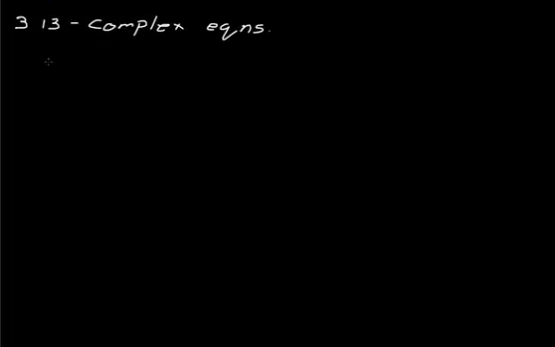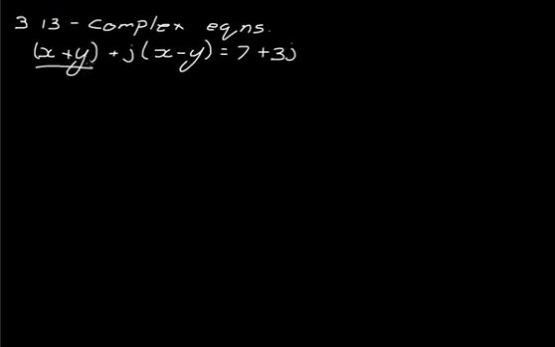So for example, the book gives the example: x plus y plus j(x minus y) is equal to 7 plus 3j. From this, when it comes to complex equations, the real part of the left-hand side, which is this piece over here, and the real part of the right-hand side must be equal, and the imaginary part must be equal to the imaginary part. So we can actually get two equations from this.